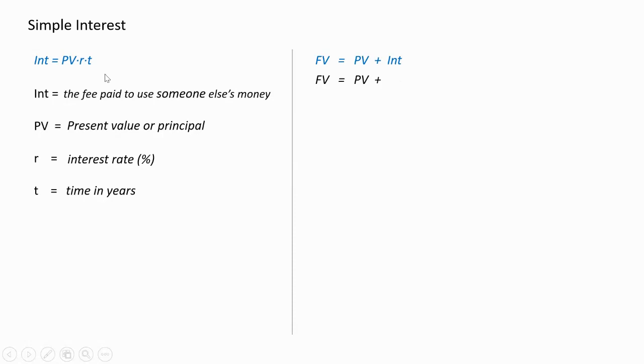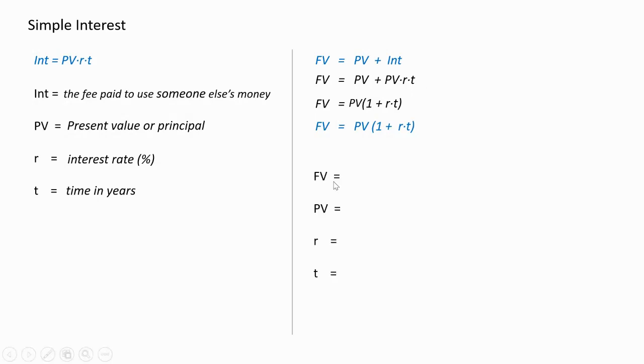The interest is PVRT. So I'm going to substitute PVRT for the interest in the formula. Now I'm going to factor out what they have in common between the PV and the PVRT terms. They have in common a PV, so I'm going to factor it out. So what's left? 1 plus RT. These are the 2 formulas that are going to be used in this section. And again, the key word is simple interest.